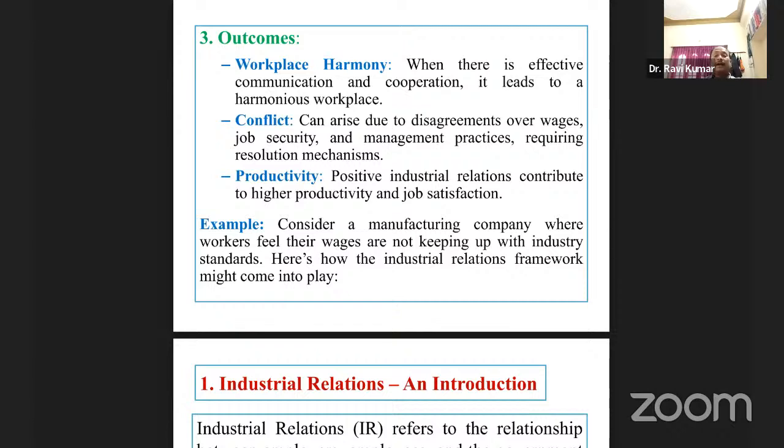And the productivity. Positive industrial relations contribute to higher productivity and job satisfaction. If the company is fixing some target, they want to produce 100 units per day, into 30 days, into 12 months. Let's see, 100 units per day into 30 days means 3,000, into 12 months, 36,000 units are going to be produced. That is the target of the company. But if they are working excessively, using the existing material, they used to produce more than 36,000 units per year.